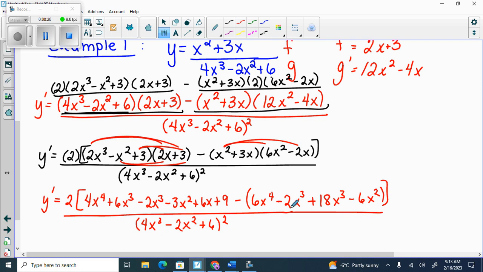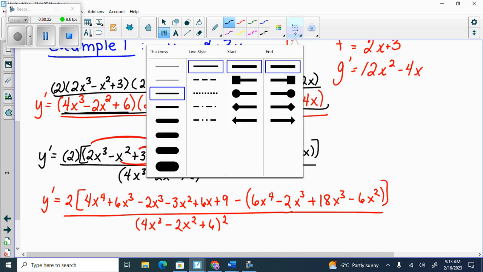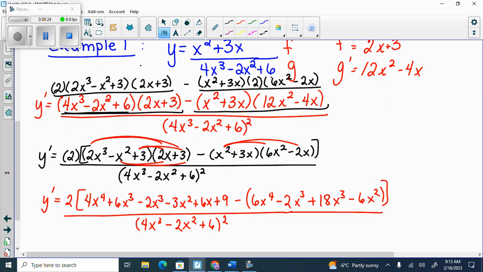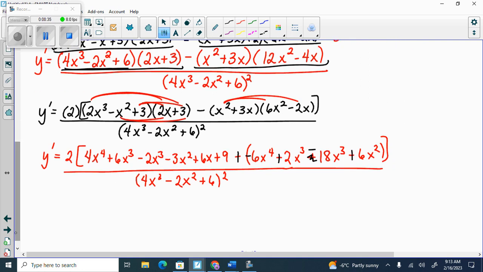Because it's so long to write it out too, I'm not going to do an extra step. I'm going to change this to a plus, change this to a minus, change this to a plus, change this to a minus, change this to a plus. And then I can just collect like terms, right?